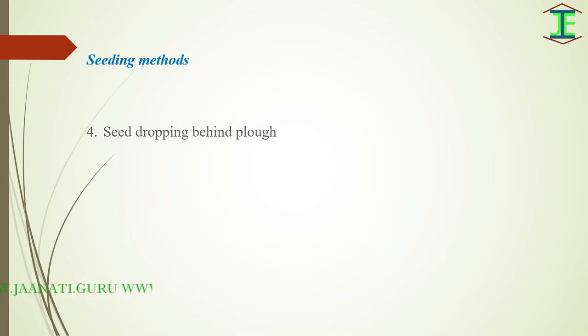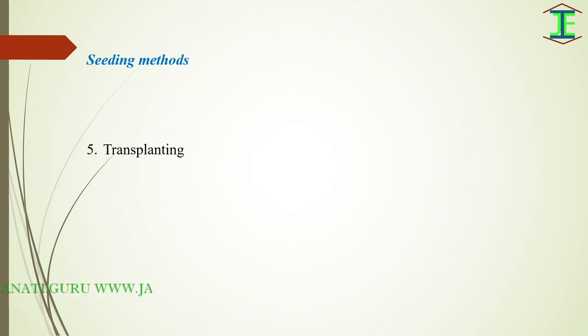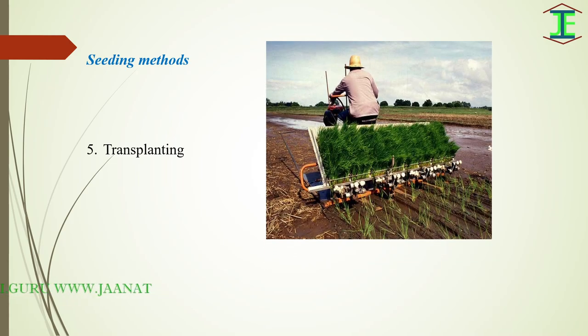Next one is transplanting. In transplanting, the already prepared seedlings are placed in the soil. Mostly it is done for paddy, vegetables and flowers, but it is a very time consuming operation. The equipment which is used for transplanting is called a transplanter. We will use the transplanter for transplanting.